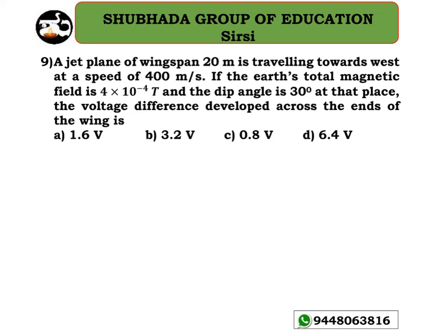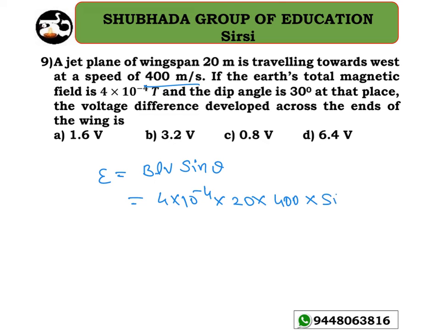Look at this problem now. A jet plane of wingspan 20 meter is traveling towards west at a speed of 400 meter per second. In such types of problems, I can use induced EMF E equal to B into L into V into sine theta. The value of B is 4 into 10 to the power of minus 4. The length of the wingspan is 20 meter and the speed is 400 meter per second. Sine theta, sine 30 degree, is 1 by 2. So I will get 3.2 volt as the answer. Option B is the right answer for this question.